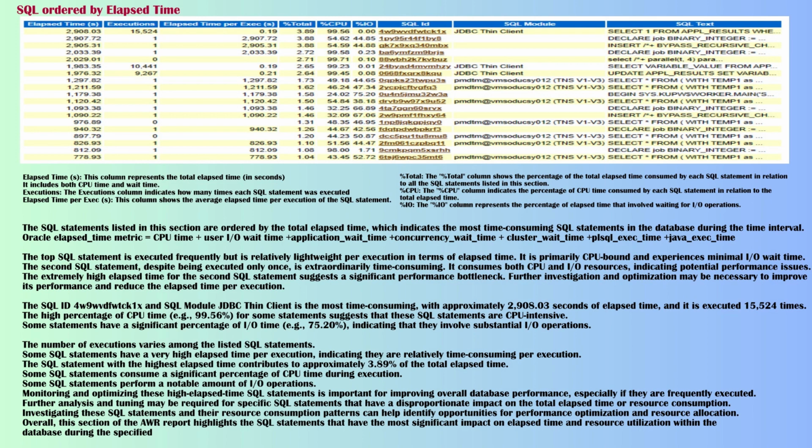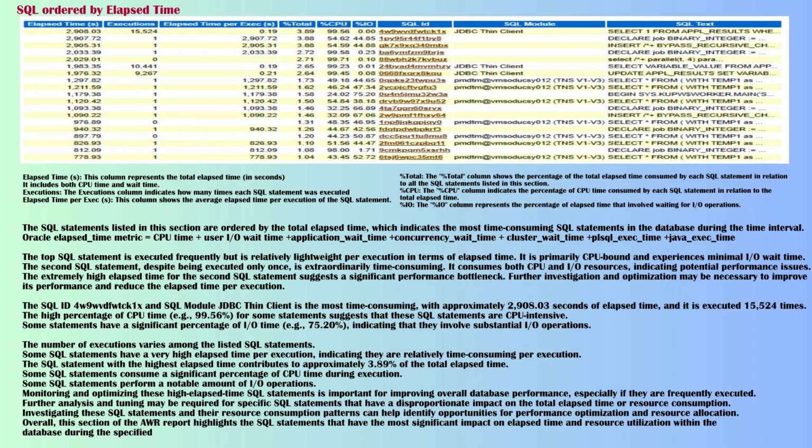The top SQL statement is executed frequently but is relatively lightweight per execution in terms of elapsed time. It is primarily CPU bound and experiences minimal I/O wait time. The second SQL statement, despite being executed only once, is extraordinarily time-consuming. It consumes both CPU and I/O resources, indicating potential performance issues. The extremely high elapsed time for the second SQL statement suggests a significant performance bottleneck. Further investigation and optimization may be necessary to improve its performance and reduce the elapsed time per execution.